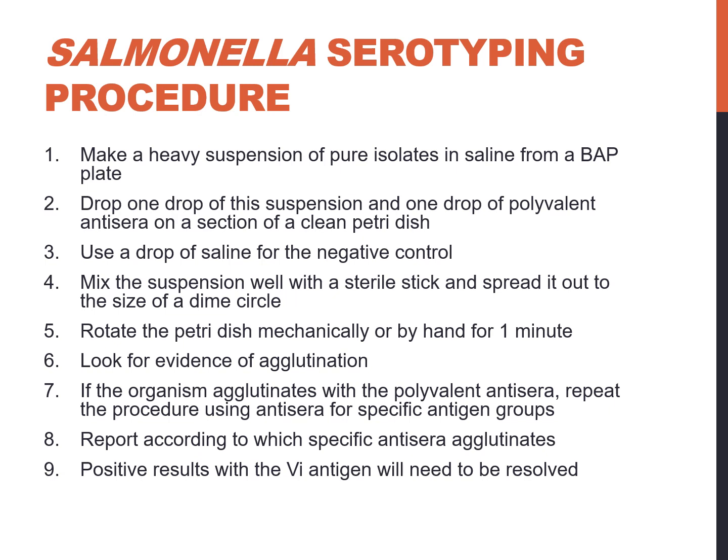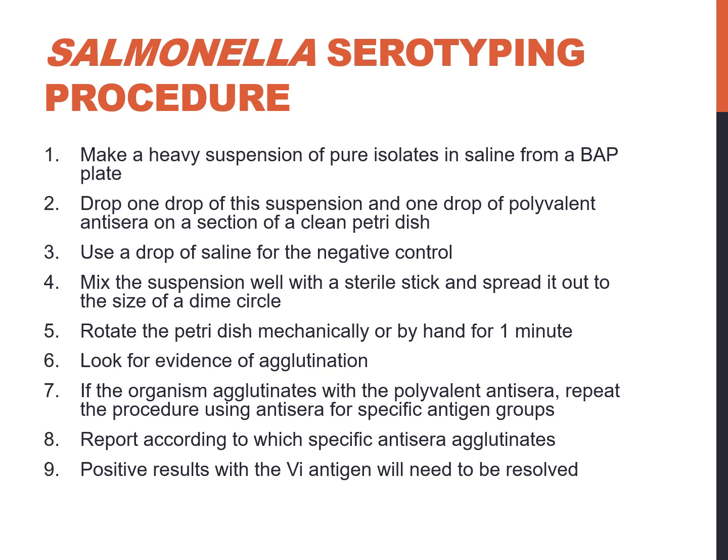We're going to make a very heavy suspension of pure isolates in saline from a new or freshly grown blood agar plate. We want to make a heavy suspension in 2 ml saline. Then we're going to take a drop of that and put it onto a slide or a sterile petri dish, and add a drop of polyvalent antisera to a section of that clean petri dish. Then we're going to use saline as our negative control. We mix our suspension with a sterile stick and spread it out, then rotate the plate by hand for about a minute, and we look for evidence of agglutination.